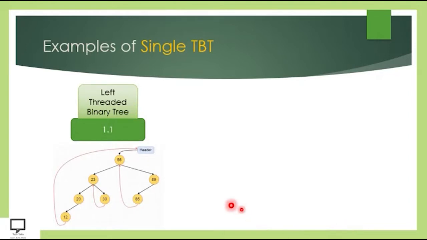Here you can see that this is a binary tree, and the node 12, its left pointer is null as no left child is present. And this is the leftmost child of your tree, so that's why the in-order predecessor is also not present. So it will point to the header node, and the header will hold the address of its root node. The next node is 30, its left pointer is also null. Instead of a null value, we will store the address of the in-order predecessor, which is nothing but 23.